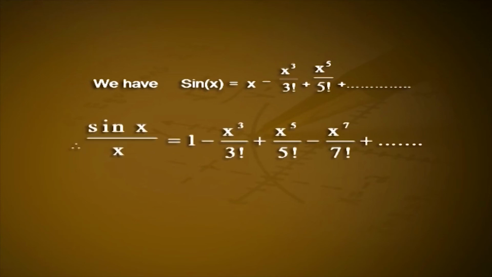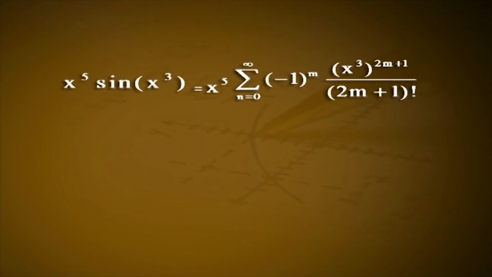Problem number 5. Using the concept of sine series expansion, show that limit x tends to 0, sin x by x is equal to 1. Solution. We have sin x is equal to x minus x cube by 3 factorial plus x raised to 5 by 5 factorial plus dash dash. Therefore, sin x by x is equal to 1 minus x cube by 3 factorial plus x raised to 5 by 5 factorial minus x raised to 7 by 7 factorial plus dash dash. Hence, limit x tends to 0, sin x by x is equal to 1.